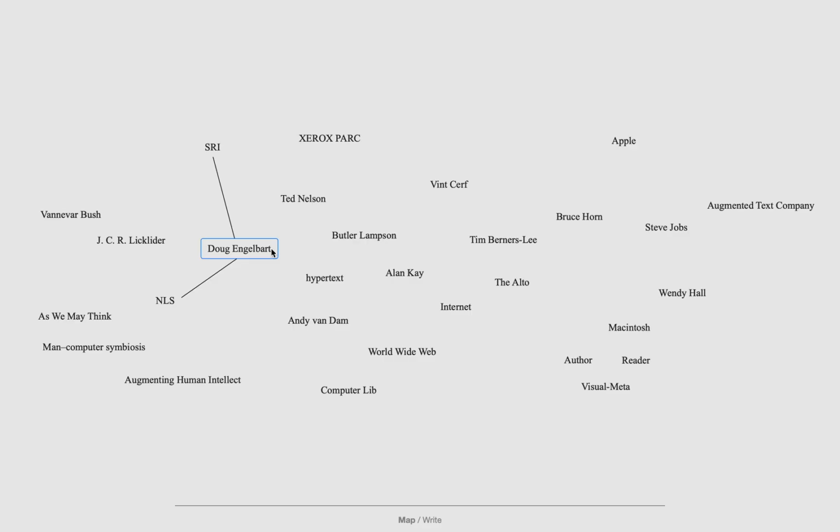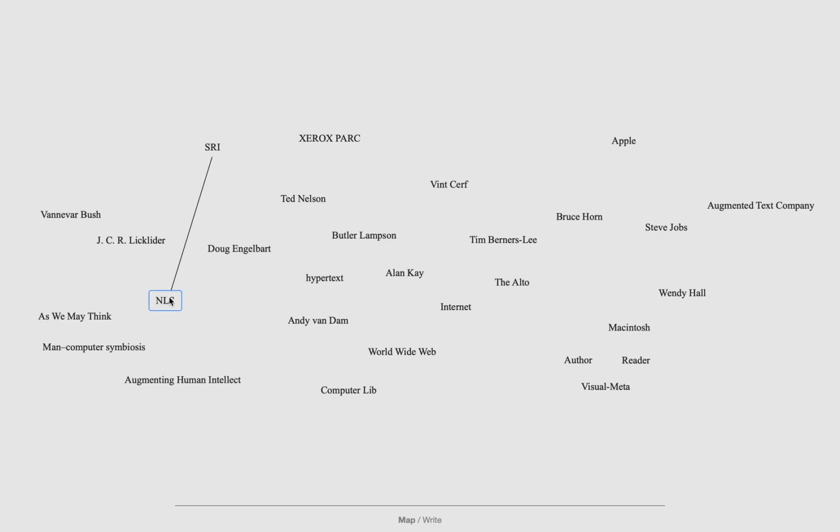When I click on Doug Engelbart, two lines appear, one to SRI and one to NLS. This is because SRI and NLS both appear in the definitions I just wrote. I can point to the lines and see the sentences which made the connections, and that helps me see how the map is connected without being overloaded with lines all the time.